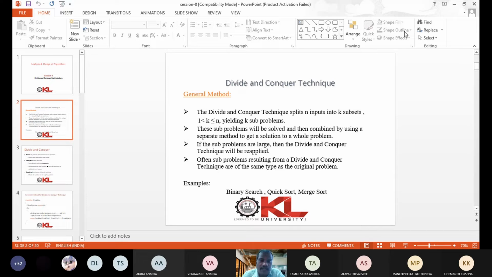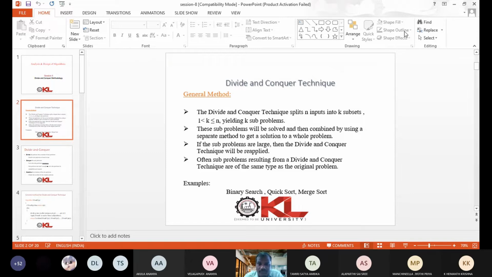In each and every design technique, first we see the general procedure, the general method, that means how this methodology is used to solve the problem. After that we will take some example problems and apply the divide and conquer methodology, or any design technique methodology, to solve them. So first we look into the methodology of divide and conquer.